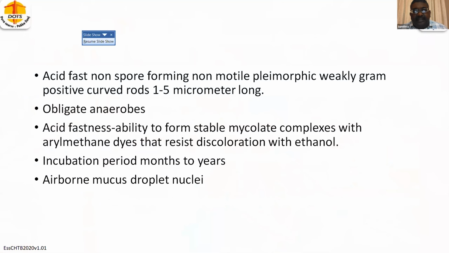These are the basic things: it is an acid fast, non-spore forming, non-motile, pleomorphic, gram-positive bacillus, an obligate aerobe, and acid fastness is there. The incubation period can range from months to years, and it transmits as airborne droplet nuclei.